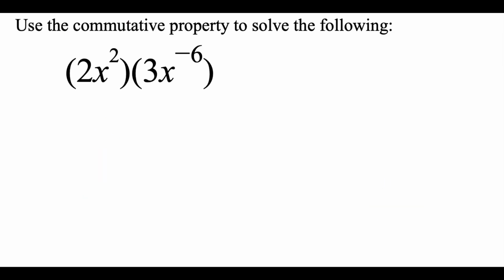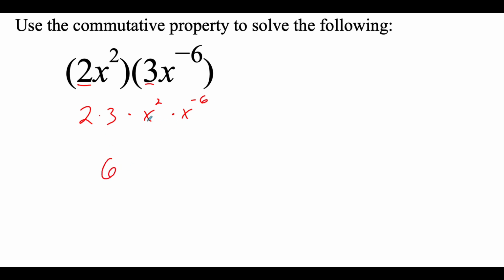Now this next example is maybe a little bit more involved because now I've thrown some numbers in front of those variables. We're going to use the commutative property here as we're multiplying these things together. So we've got 2x squared times 3x to the negative sixth. The commutative property says that I'm allowed to rearrange the multiplication that's happening in here. So what I'm going to look at doing is dealing with those numbers first. So I'm going to take the 2 times the 3, and then I'll worry about the variables later on. So if I take 2 times 3, that's going to give me 6.